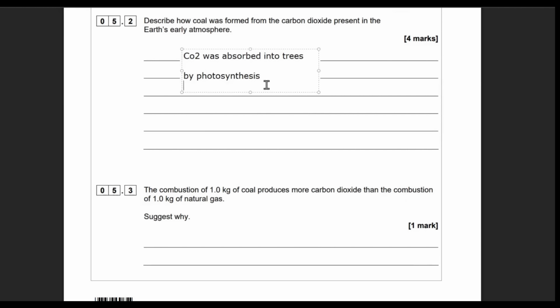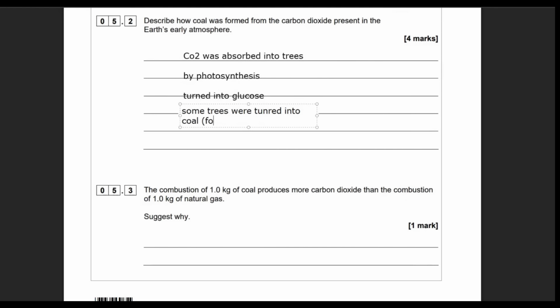And what's it turned into? If you remember the photosynthesis equation, I'm going to put this as well, whether it's on the mark scheme or not. It was turned into glucose, which is also turned into starch and stored in the trees as complex organic molecules like starch. Then how did it get turned into coal? Some trees were turned into coal.